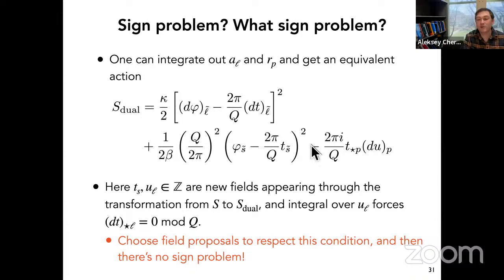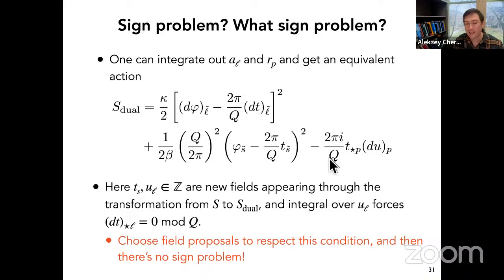So here, phi is the same phi as we had before. There's some new fields, T and U, which appear through the dualization procedure. This new thing, again, has a term with an i in it, which I should have colored but didn't. Okay, it's right here. So you might say that you didn't get rid of the sign problem. And that's sort of true, but not really.